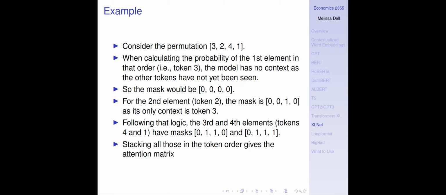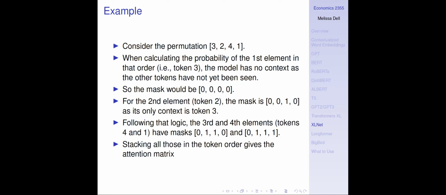Following that logic, we get to the third element, and in this permutation it can look at positions 3 and 2 in the original sequence. So the mask is 0110. Then by the fourth element, it can look at 2, 3, and 4. So the mask is 0111. You put all those together in a matrix, and that's your attention matrix.